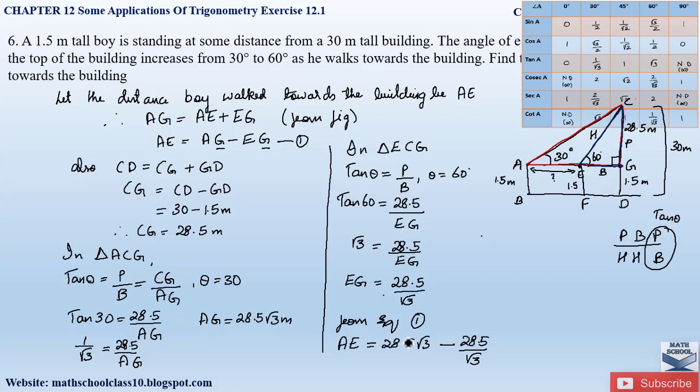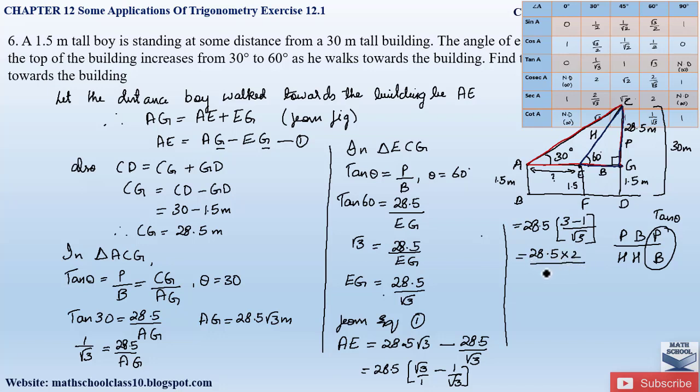Now here you can observe that 28.5 is common, so let us take 28.5 common. When you take 28.5 common, root 3 is left, minus 1 by root 3, so now let us take the LCM. What is the LCM? It is root 3. So we have 28.5 into, the LCM being root 3, root 3 into root 3 will be 3, minus 1. So this will be 28.5, 3 minus 1 is 2, divided by root 3. What is 28.5 into 2? It is 57 divided by root 3.